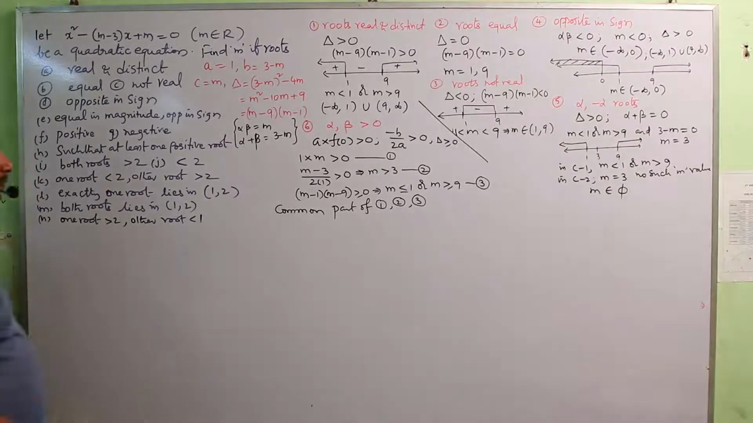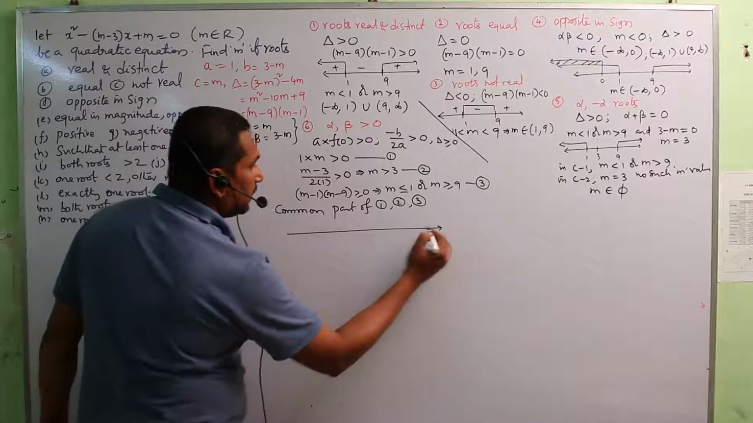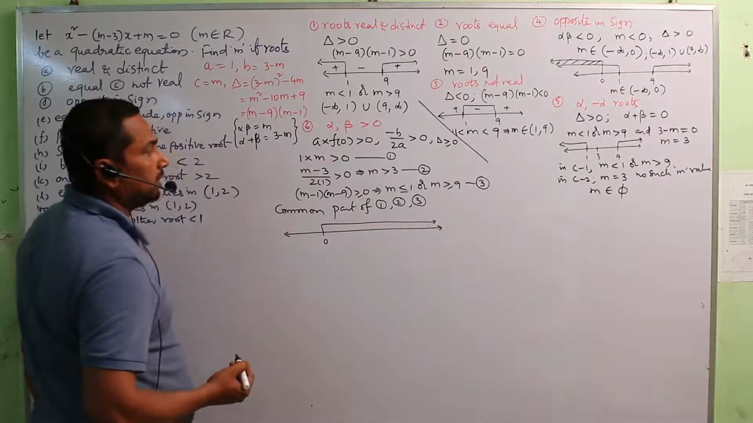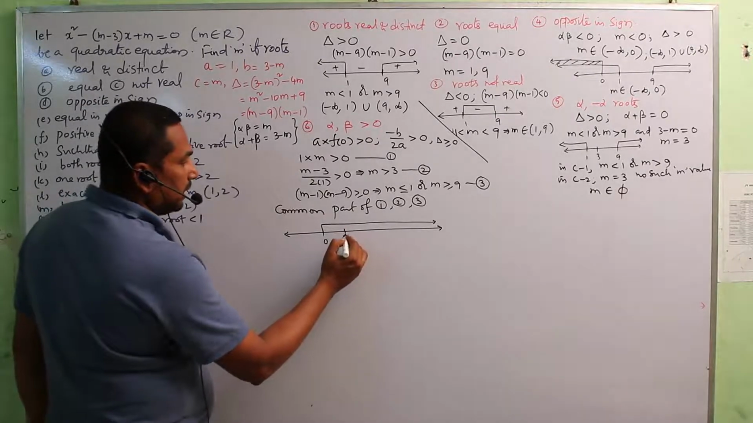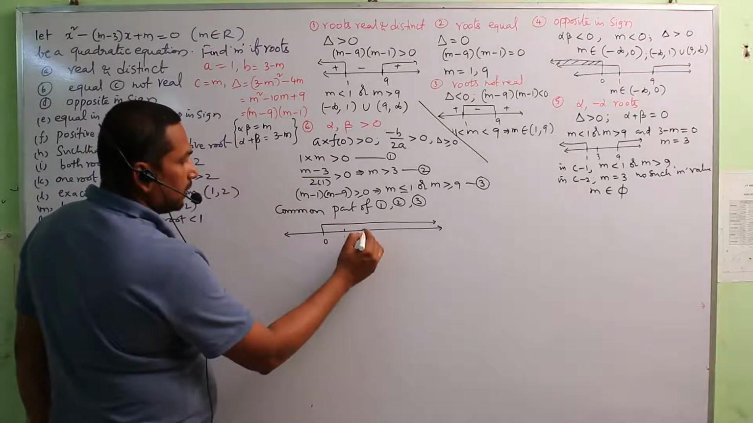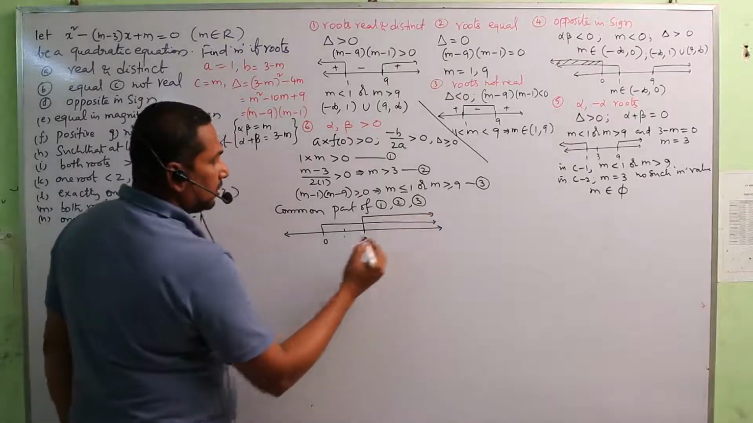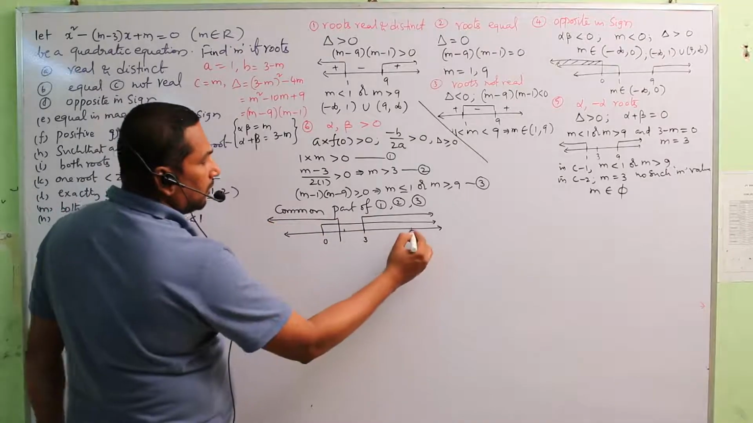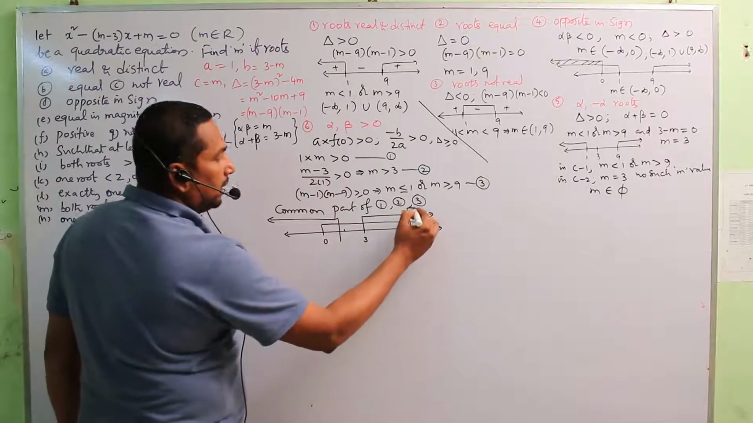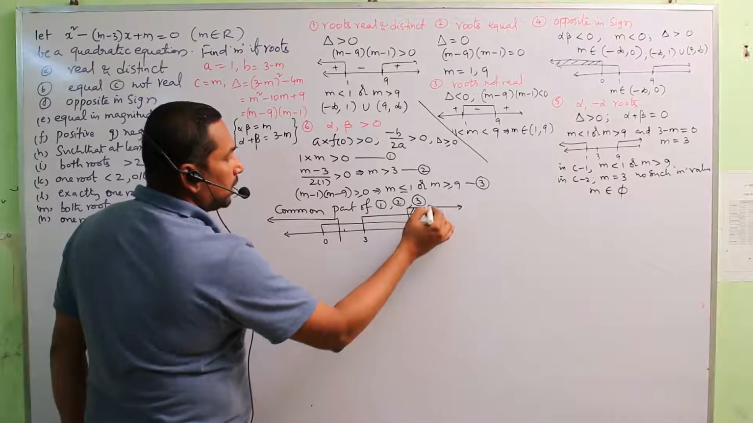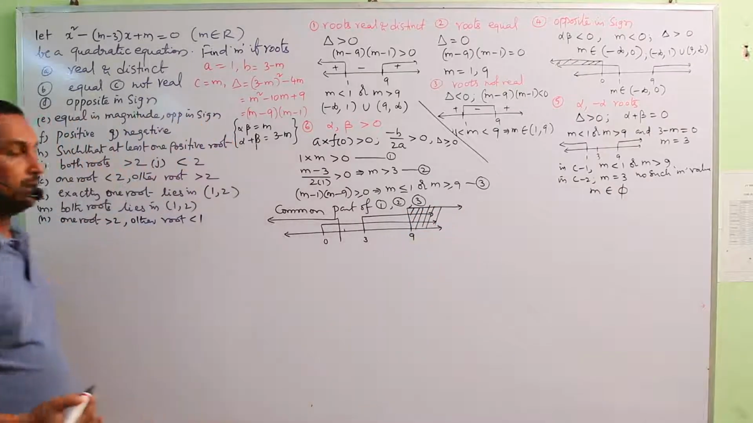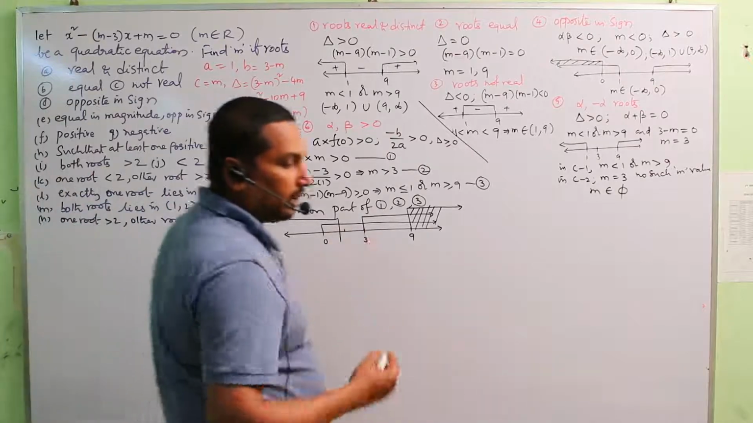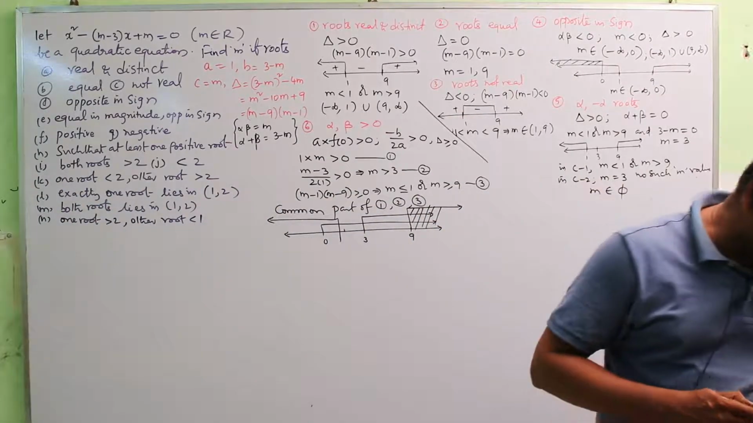Immediately draw the number line. First one, more than 0. Second one, more than 3. Third one, less than 1 or more than 9. So, where is the common part? More than 9. Therefore, m greater than 9 is the solution.